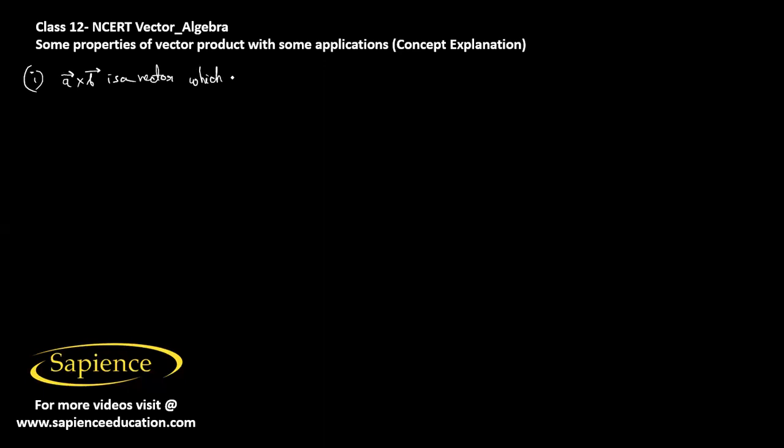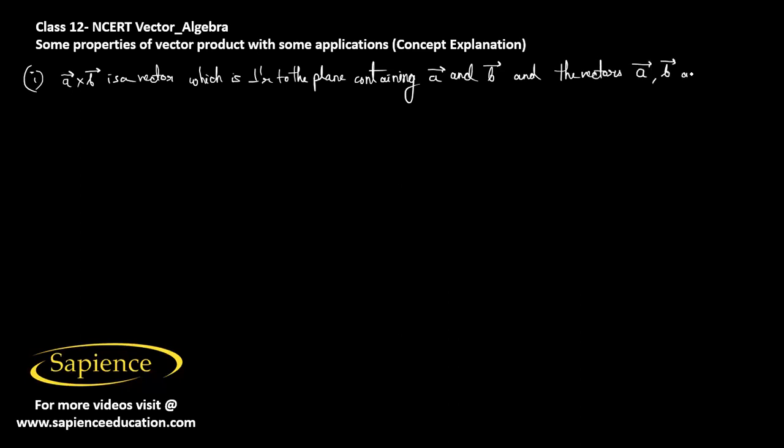which is perpendicular to the plane containing the vectors A and B, and the vectors A vector, B vector, and A vector cross B vector form a right-handed system.